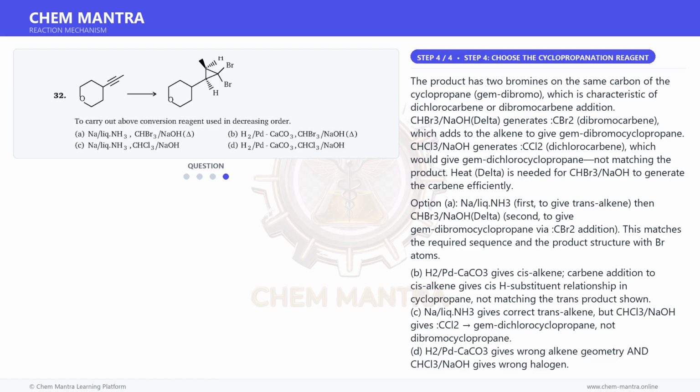B. H2/Pd-CaCO3 gives cis-alkene, carbene addition to cis-alkene gives cis-H substituent relationship in cyclopropane, not matching the trans product shown. C. Na/liquid NH3 gives correct trans alkene, but CHCl3/NaOH gives CCl2 to gem-dichlorocyclopropane, not dibromocyclopropane. D. H2/Pd-CaCO3 gives wrong alkene geometry and CHCl3/NaOH gives wrong halogen.